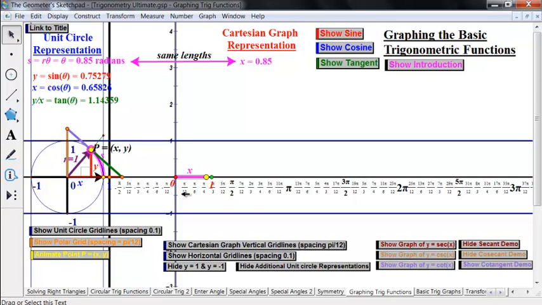The input on the unit circle is an actual angle measurement, which is the same as an arc length on the unit circle, and the input on the right is an x value, which is a horizontal distance from the origin. In both cases, they're signed either a positive or negative sign. Now, we want to take this purple distance and bring it over. So we're looking at this. So this purple distance here is the same as the purple distance there.